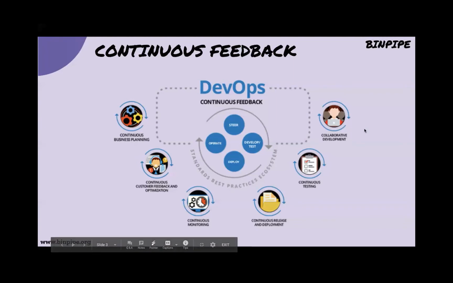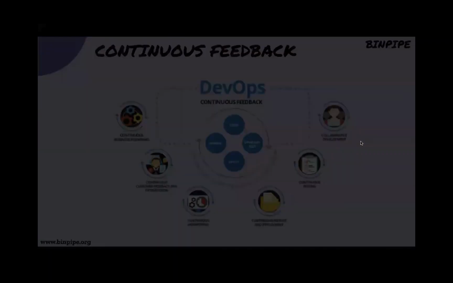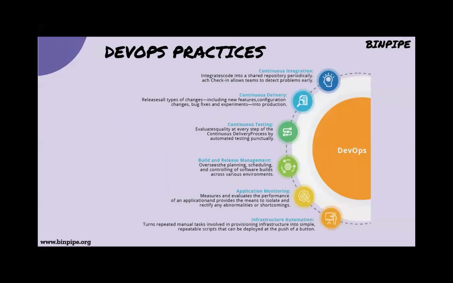So that is how this entire cycle happens, and we are the people who will make this happen, who would automate it, and who would try to see that there are minimal errors. So how do we do that? That brings us to the practices. So what are the practices we do? First of all, we do continuous integration in DevOps.